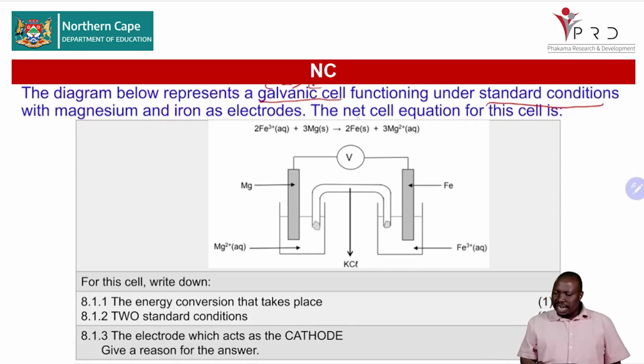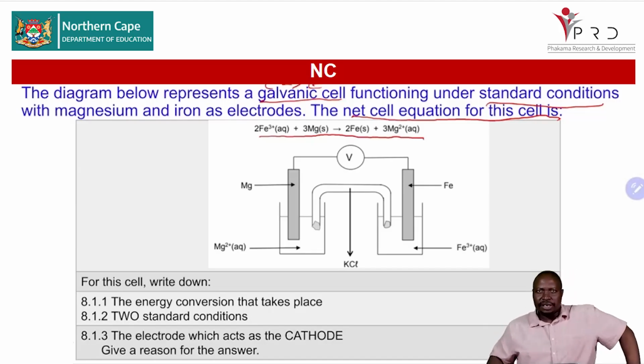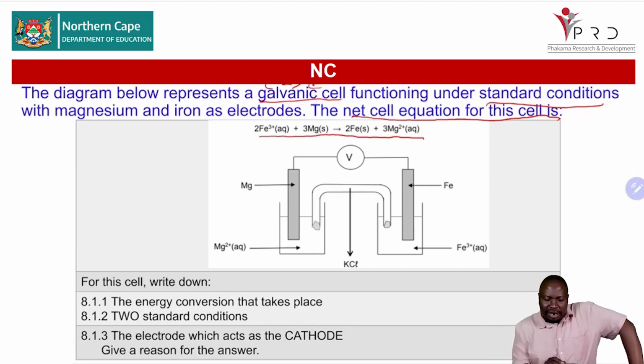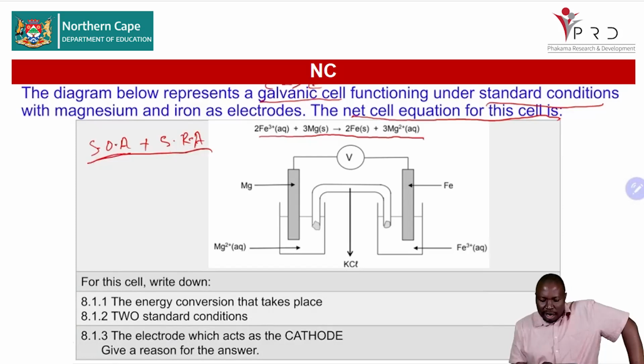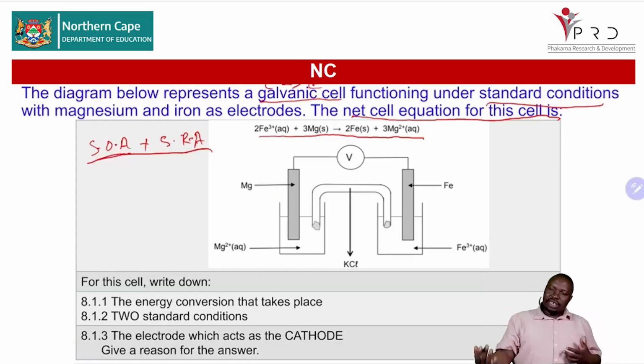And then we are given the net cell reaction as 2Fe3+ + 3Mg → 2Fe + 3Mg2+. Let me tell you something. If you look at that overall or net cell reaction, I already indicated that on the left, the reactant side, we are given a stronger oxidizing agent plus a stronger reducing agent. So of the two that we are having here, the one is a stronger oxidizing agent, the other one is a stronger reducing agent. And if you remember, we said we go to the table to check which one is a stronger reducing agent, which one is a weaker reducing agent.